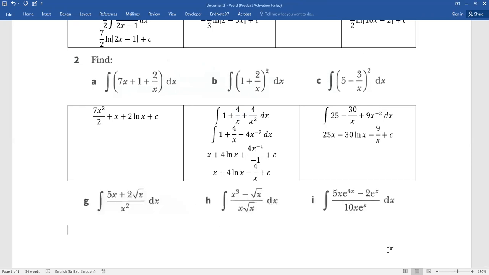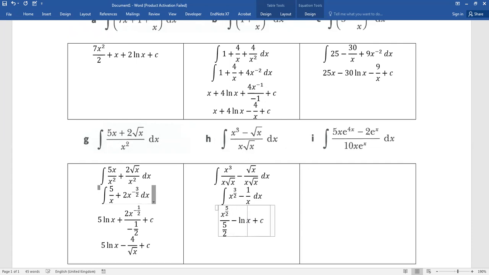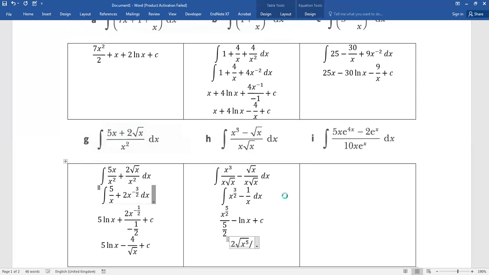Attempt this one. This is how you should simplify once you have fractions as functions and you need to integrate them. Now just simply do the algebraic integration when you can. On 5 over 2 minus, and remember 1 over x will integrate to ln x plus c. So 2 under root of x to the power 5 upon 5 minus ln x plus c.